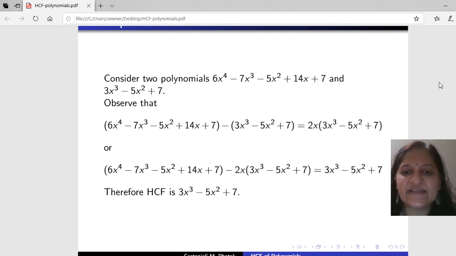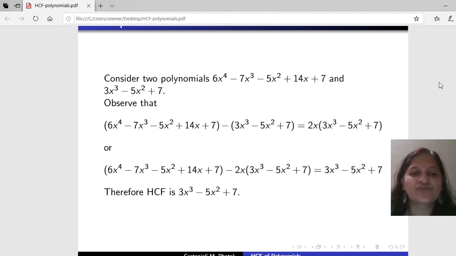Now look at the highest power terms. Those are 6x raised to 4 and 3x cube. That means we have to multiply the second polynomial by 2x and then subtract from the first polynomial. Then we get 3x cube minus 5x square plus 7. And now it is clear that the highest common factor of the given pair of polynomials is 3x cube minus 5x square plus 7.